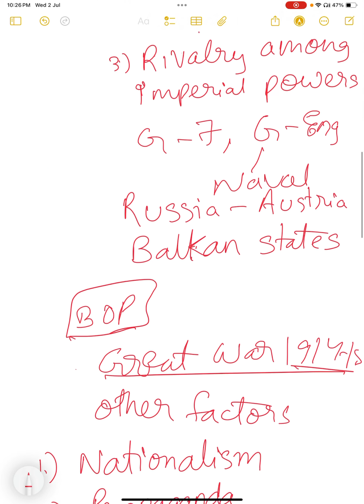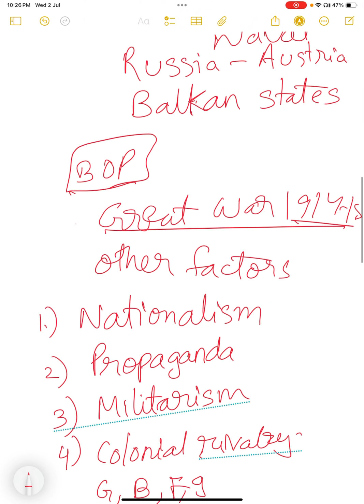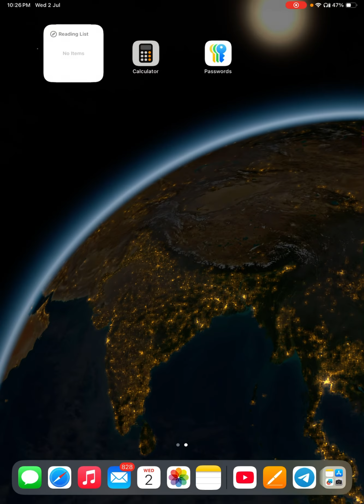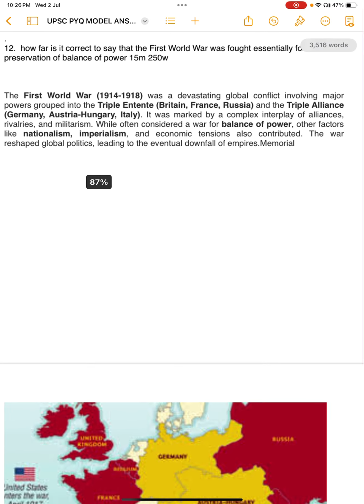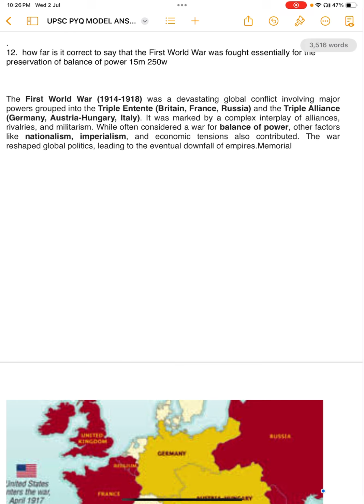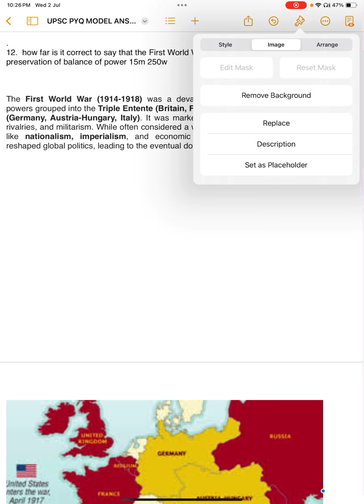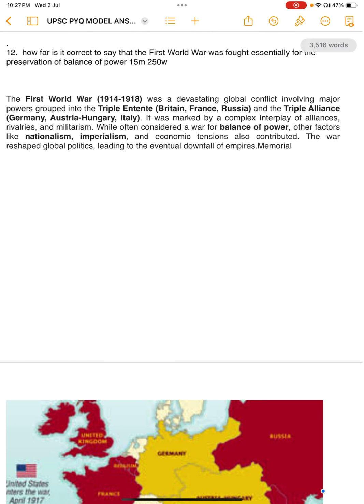Now, after discussing the broad structure and framework, let us discuss the model answer for this question. Let us focus on the model answer. Specifically, the question is related to the First World War, 1914 to 1918. So, in the introduction, we can directly mention the First World War, its importance, particularly the period in which it was held, 1914 to 1918.